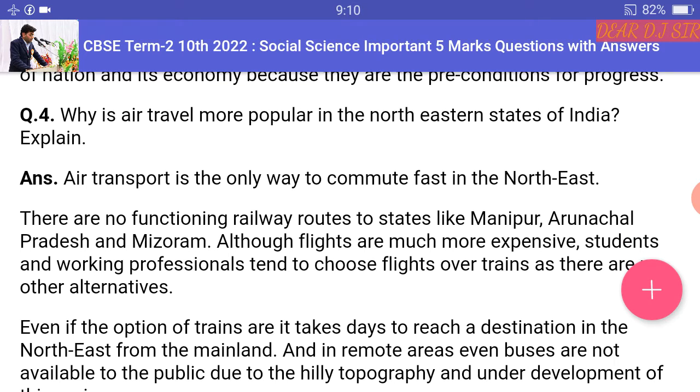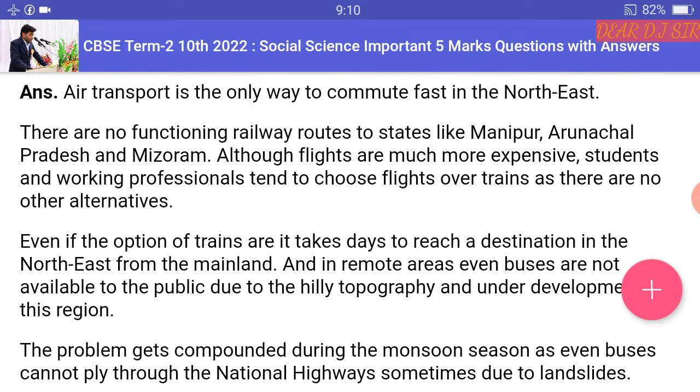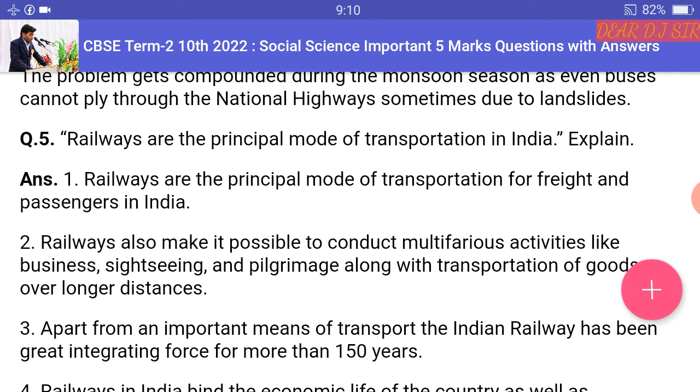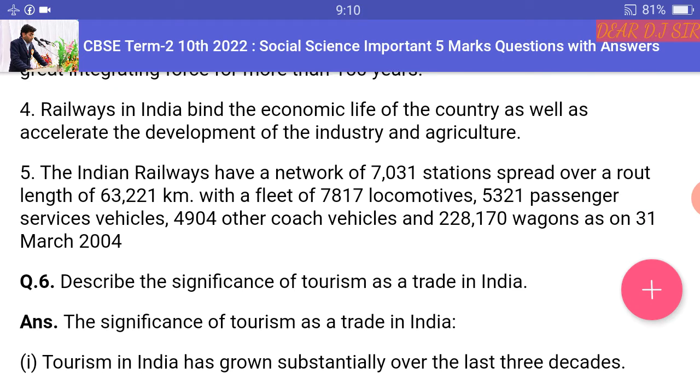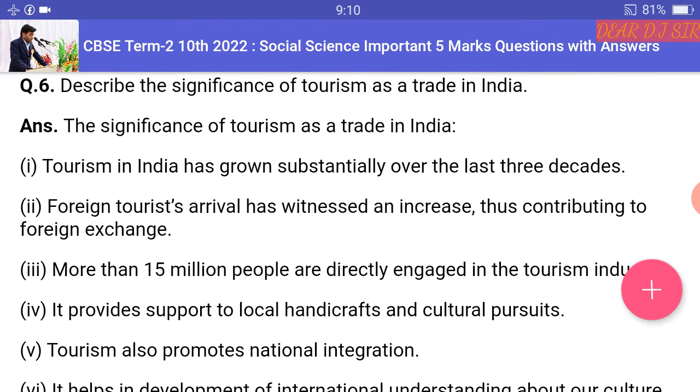Here the fourth question is, why is air travel more popular in the northeastern states of India? Explain. Here the fifth question is, railways are the principal mode of transportation in India. Explain. Here the sixth question is, describe the significance of tourism as a trade in India.